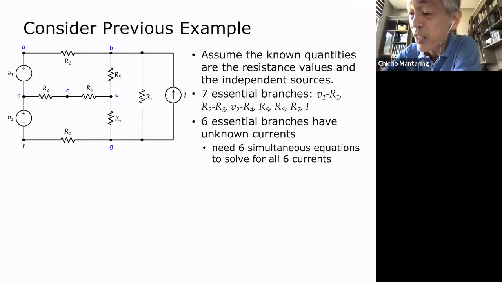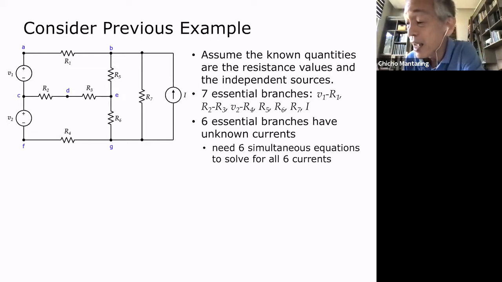Pag tinignan mo yung 7 essential branches, itong current na to, alam ko na yung value nitong I na to. So hindi na unknown yan, no? So the only currents that I don't know are the ones in the other essential branches. Here, here, here, and so forth. So I have 6 essential branches with unknown currents. I need 6 simultaneous equations to solve for all 6 currents.